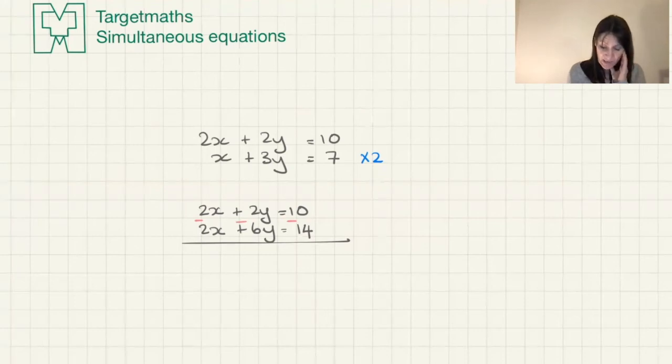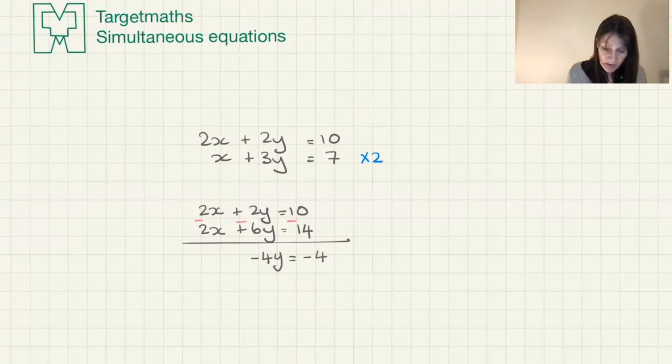I've got 2 and I need to take away 6. 2 take 6 is minus 4. So I've got minus 4y. 10 minus 14 is minus 4. So I've got minus 4y equaling minus 4.